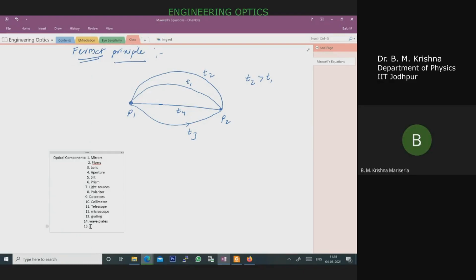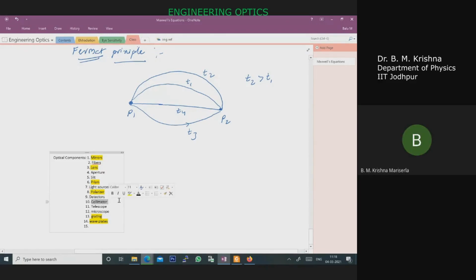Now my question is, I'm talking about optical components. So now you have to find out what the optical components are. The basic components you have to discuss are mirror, lens, a prism, a polarizer, a grating, wave plates.